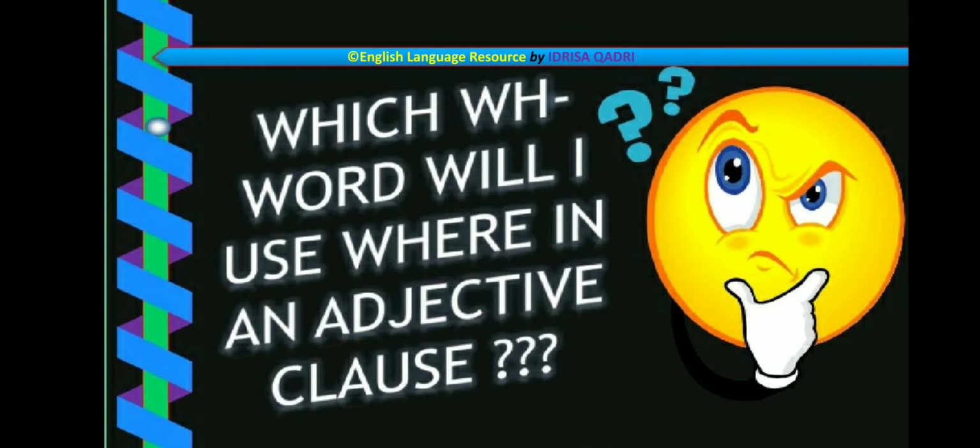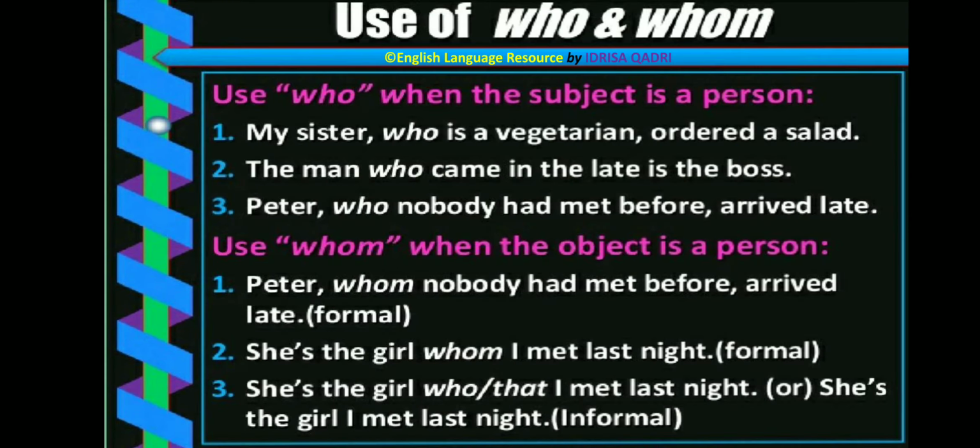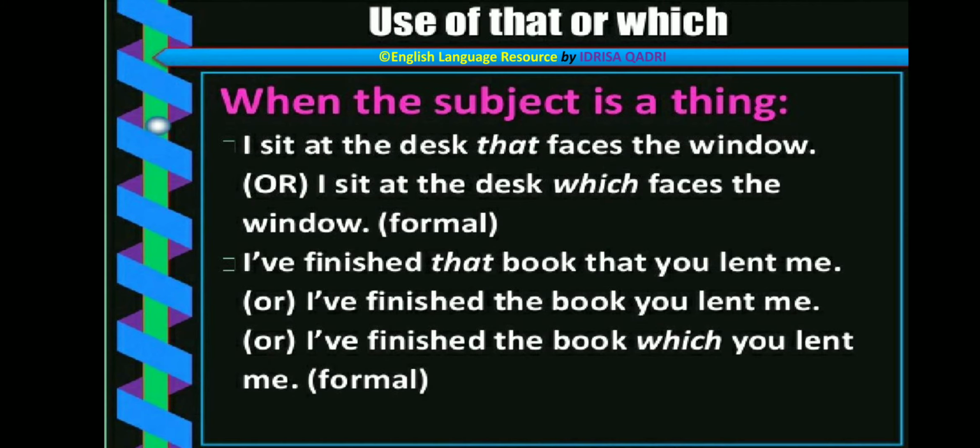Which WH word will I use where in an adjective clause? Use of who and whom. Use who when the subject is the person. Go through the examples. Use whom when the object is the person. Here we have more examples. Use of that or which when the subject is a thing.